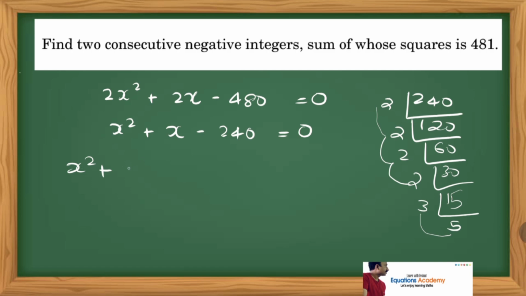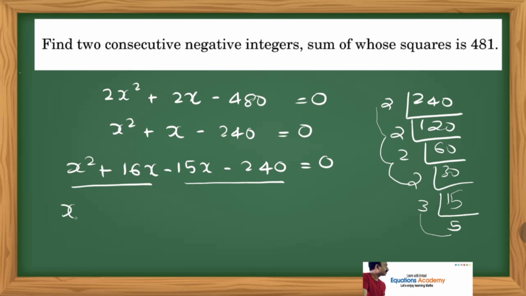So instead of x we will write 16x minus 15x minus 240 equal to 0. We will group this x square plus 16x and this another group minus 15x minus 240. From x square plus 16x we will take x common. So we'll get x into (x plus 16). Now in this bracket we have x plus 16, we will write that bracket again here, x plus 16.